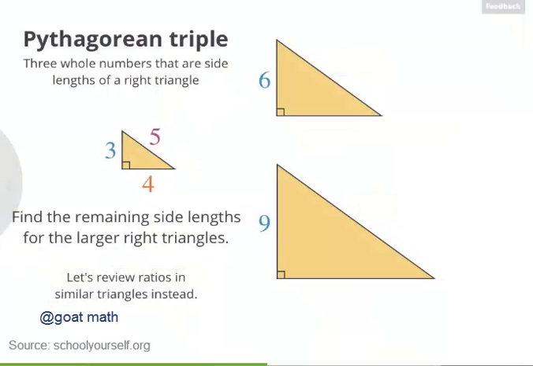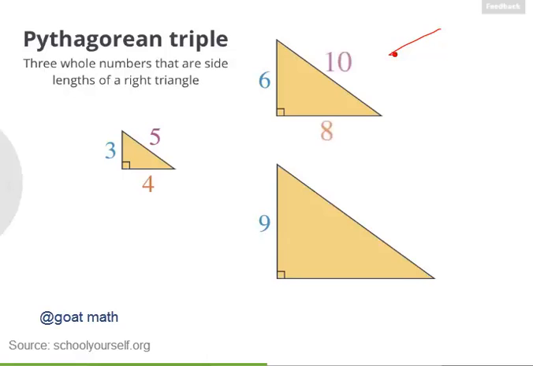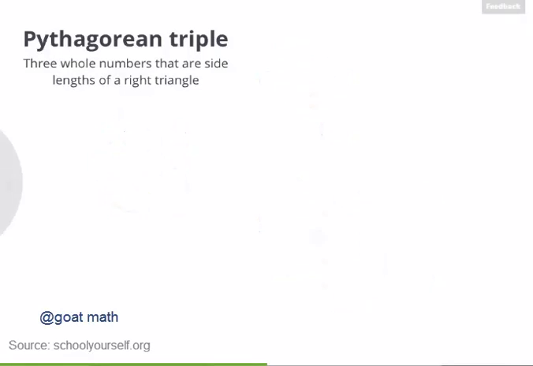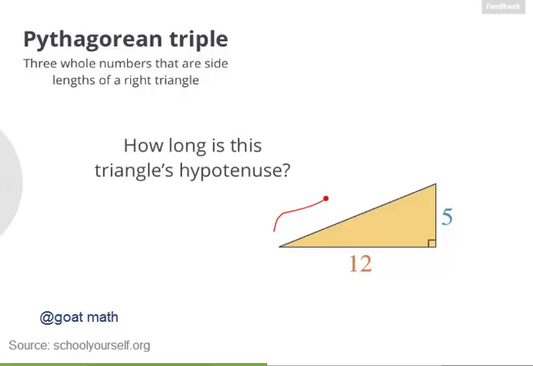Excellent. So you've discovered 2 more Pythagorean triples, 6, 8, 10, and 9, 12, 15. We could keep making larger and larger similar triangles, but for now, let's look for some Pythagorean triples that are not just multiples of 3, 4, 5. Here's a right triangle with a different shape, and suppose this leg has length 5, while this leg has length 12. How long is this triangle's hypotenuse?